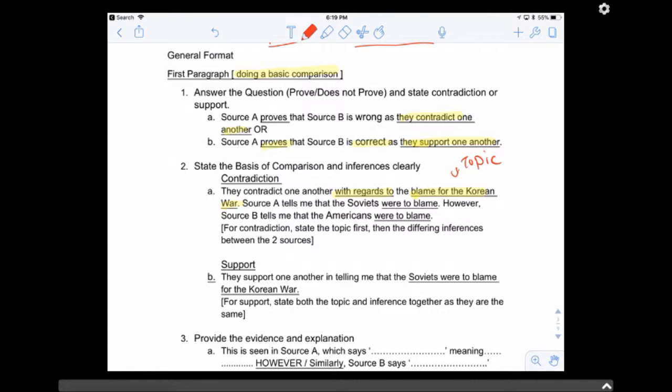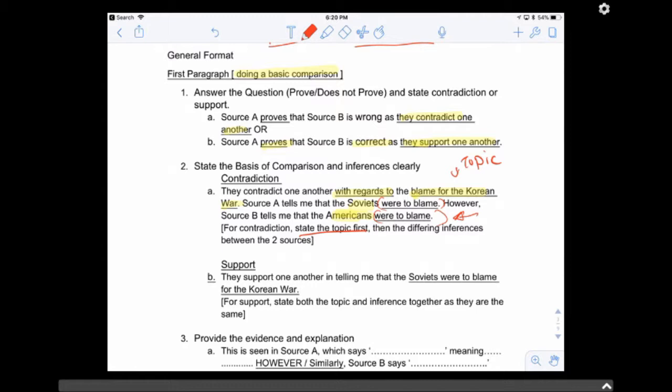A tells me Soviets were to blame. Yes, I'm following the topic of who is to blame, and in this case, my inference will be the Soviets. However, B tells me that the Americans were to blame. Can you see I'm keeping to my topic, who is to blame, but my inferences are different and therefore they contradict one another. It is very clear for all to see that I'm comparing the same things on who is to blame for the Korean War. Okay? So for contradiction, make sure you state the topic first before you give me the differing inferences between the two sources.